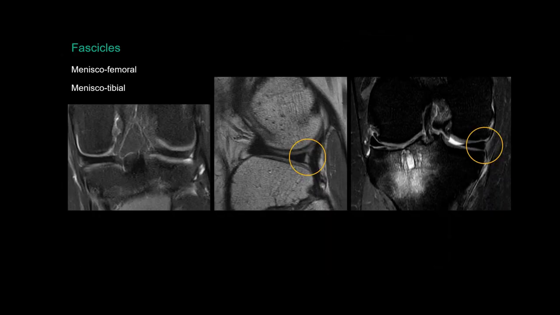Don't forget about the fascicles, which are present on both the medial and lateral, as well as the posterior aspect of the joint, which connects the meniscus to the joint capsules, and they can be disrupted individually.